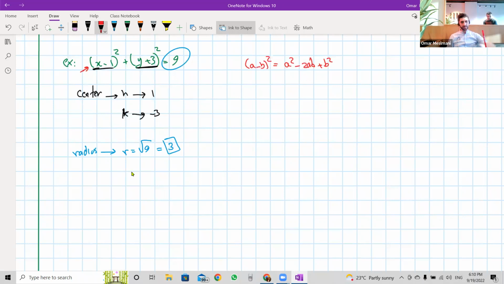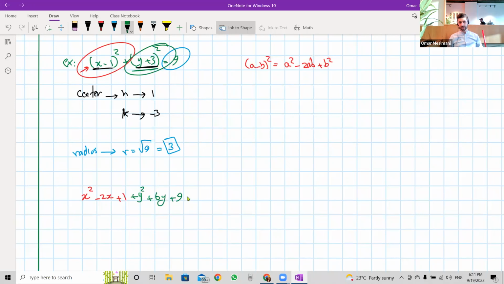So if you apply the formula, the first part is x squared minus 2x plus 1. Applying it to the second part gives plus y squared plus 6y plus 9, equals 9. Now let's rearrange: x squared first, y squared second, then the x terms, then the y terms. Then add the numbers 1 plus 9 and move the other side: 1 plus 9 minus 9 is 1 only, equals 0.